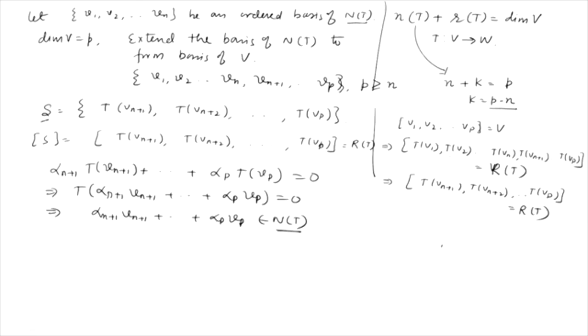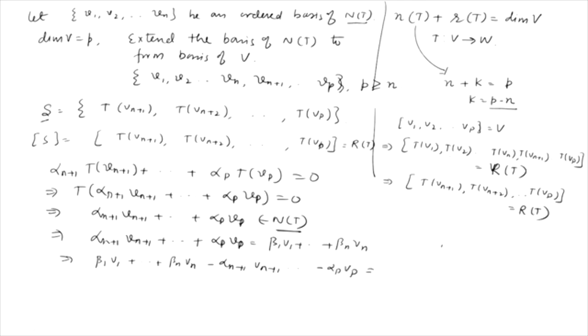And since it belongs to the null space of T, and the basis of the null space of T is V1, V2 up to Vn, this element can be written as a linear combination of elements of the basis of the null space. So this implies alpha n plus 1 Vn plus 1 up to alpha p Vp will be beta 1 V1 and so on up to beta n Vn. So this implies beta 1 V1 and so on up to beta n Vn minus alpha n plus 1 Vn plus 1 and so on minus alpha p Vp will be equal to 0.